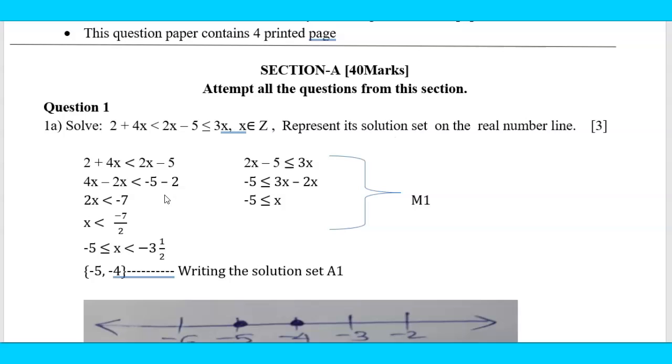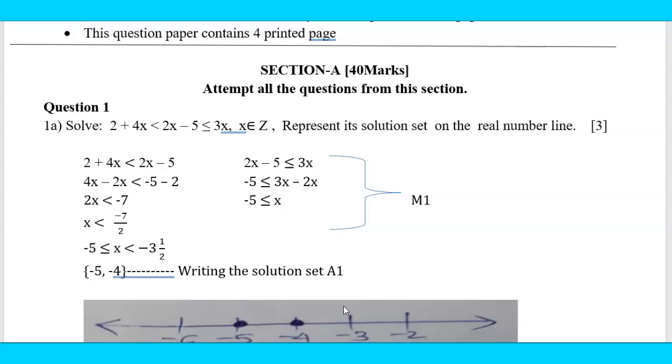line. So if you have solved this linear inequation, you will get 1 mark, and writing the solution set, you will get 1 mark. You can write the solution set in set builder method also. I have written in listing method or roster method. You can write because the x belongs to integers. So you can write in listing method.